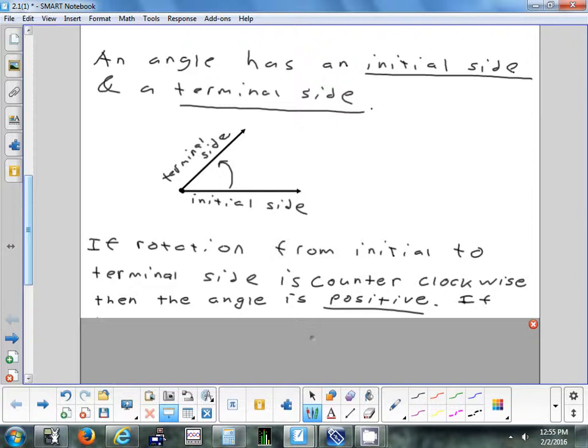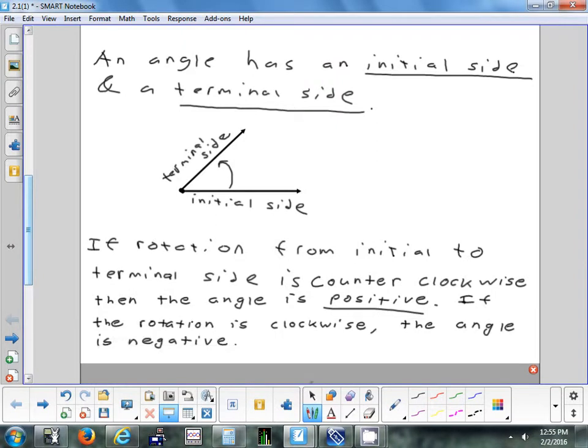Instead of going counterclockwise, what do you think would happen to your angle if you went clockwise the other way? Yeah, it would be negative. So if the rotation is clockwise, then the angle is negative. Generally, we don't like to measure angles as negative, because anytime you work with a negative, it just adds a little bit of complexity to what you're trying to do. So if we can, we try to work with positive angles.